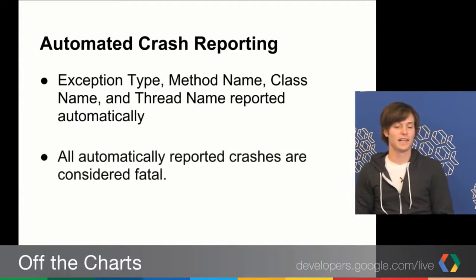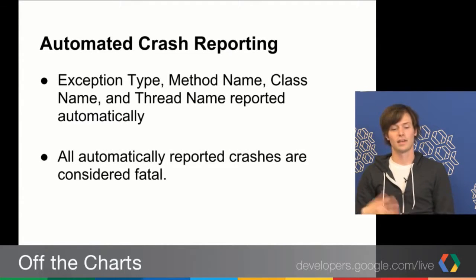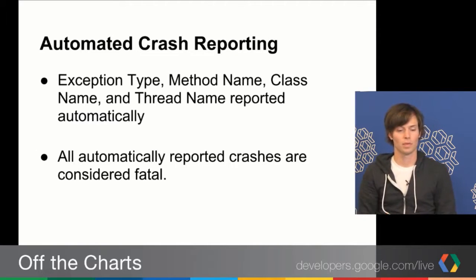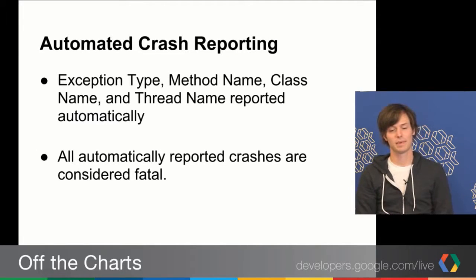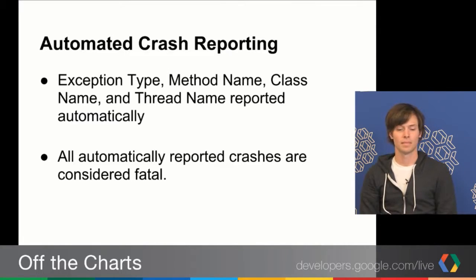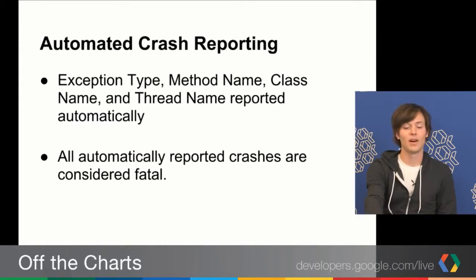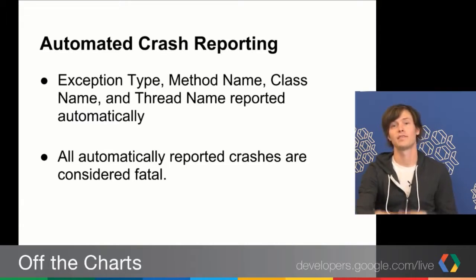So in terms of what's actually sent out by this automatic exception reporting, GA is going to send the exception type, the method name, the class name, and the thread name where we can automatically. Additionally, all these automatically reported crashes are going to be considered fatal, because these are all crashes that were picked up by an uncaught exception handler. So we consider that to be fatal.